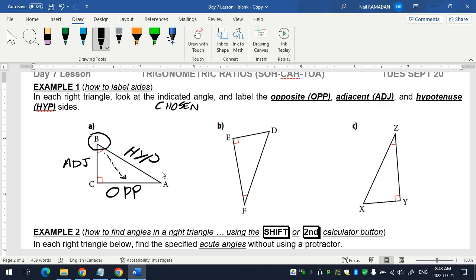Which angle am I looking at? D, E, or F? Which angle is the chosen angle? F, exactly. E is never chosen. It just has to be there. That's all. It's 90. So I'm going to circle this one.